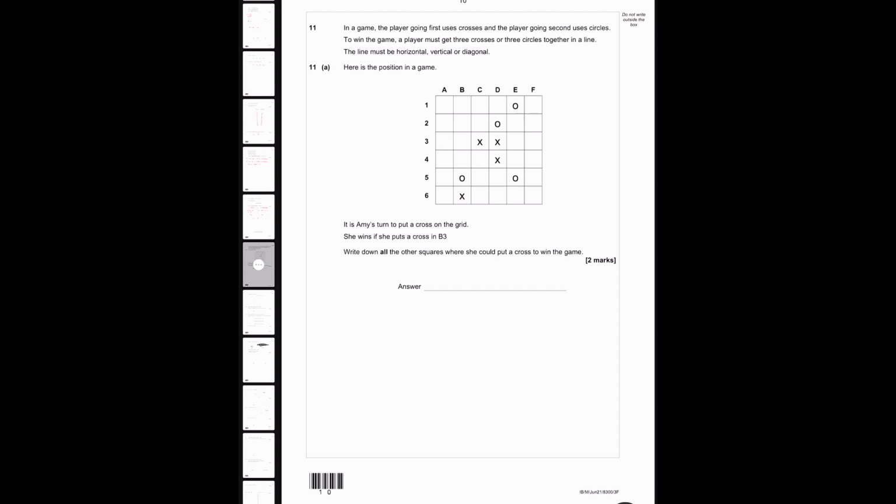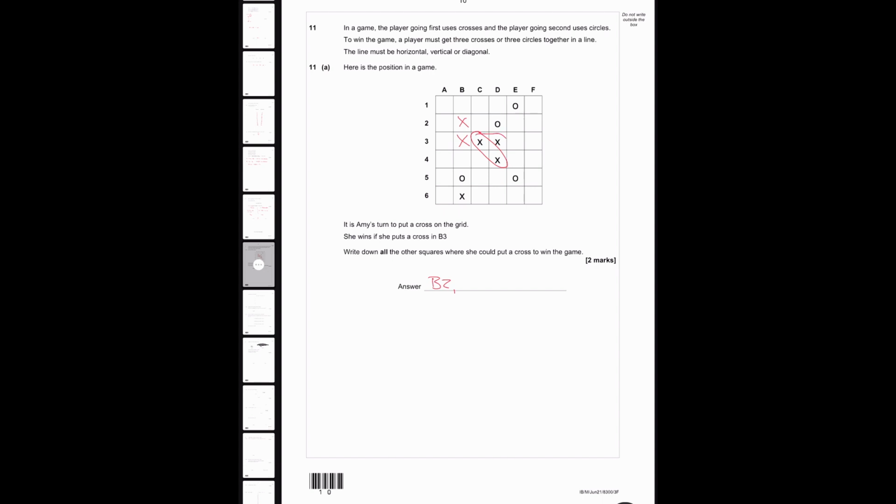It's Amy's turn to put a cross on the grid. She wins if she puts a cross on B3. Write down all the other squares where she could put her cross to win the game. With a question like this, we want to find where there are two crosses in a row and finish it to make a 3. We have two crosses in a row here, so we could put one on B2.